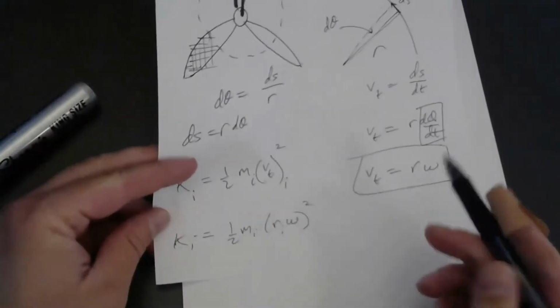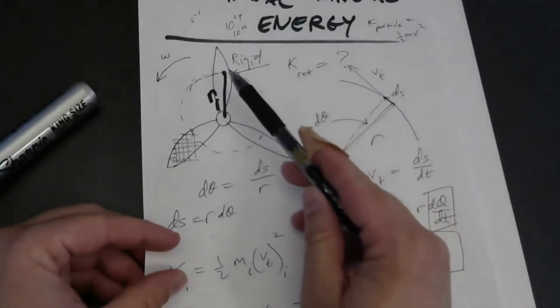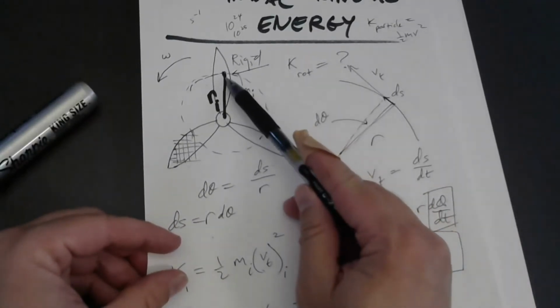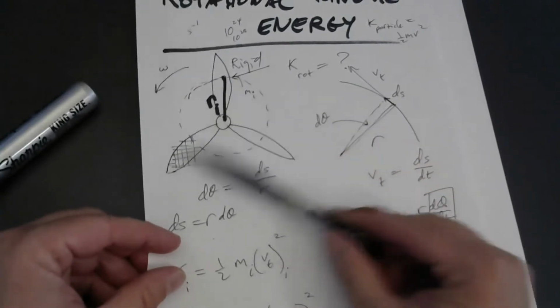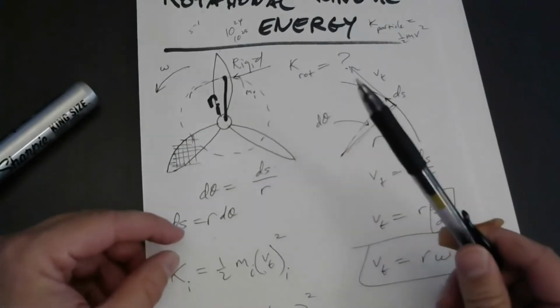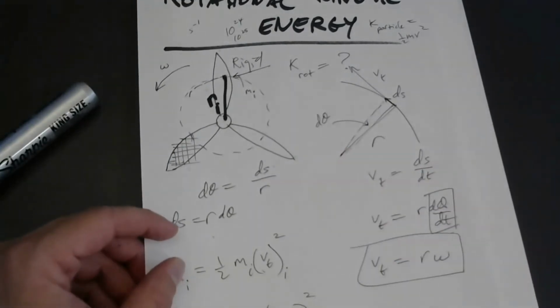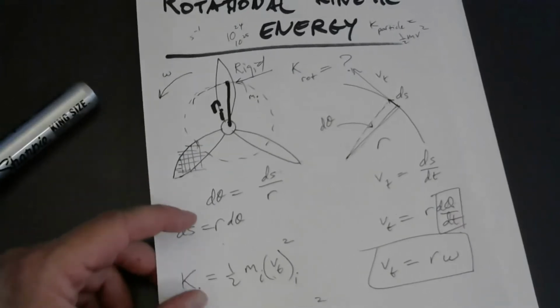Okay, the next step is super easy. This is the kinetic energy of just a single particle. We are looking for an expression for the kinetic energy of the whole thing. Every little piece of this propeller is moving. That means every little piece has kinetic energy. If we add up all those kinetic energies, remember they're scalars, so we can do that, we should get an expression for the total kinetic energy.